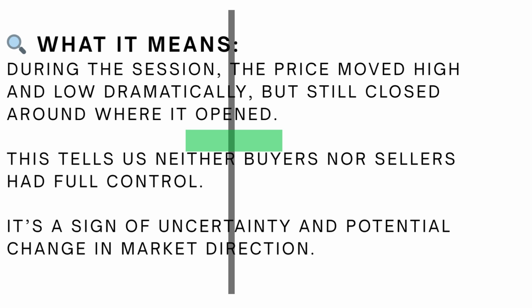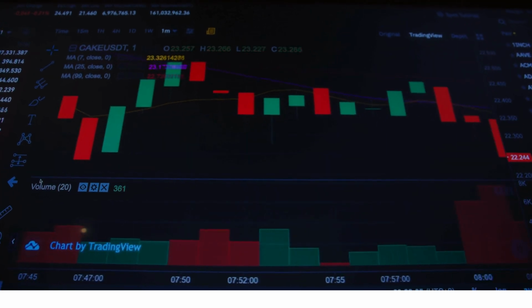What it means: during the session, the price moved high and low dramatically, but still closed around where it opened. This tells us neither buyers nor sellers had full control. It's a sign of uncertainty and potential change in market direction, and that was single candle psychology.